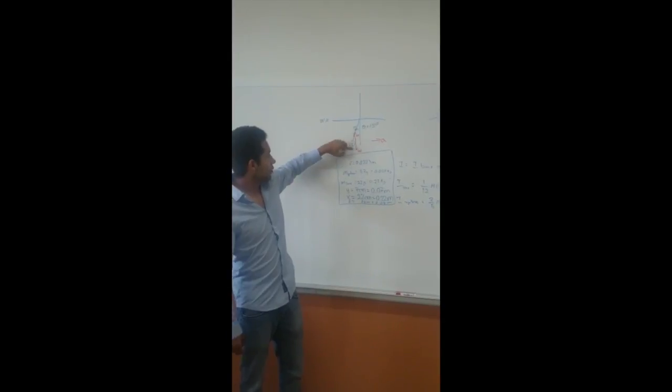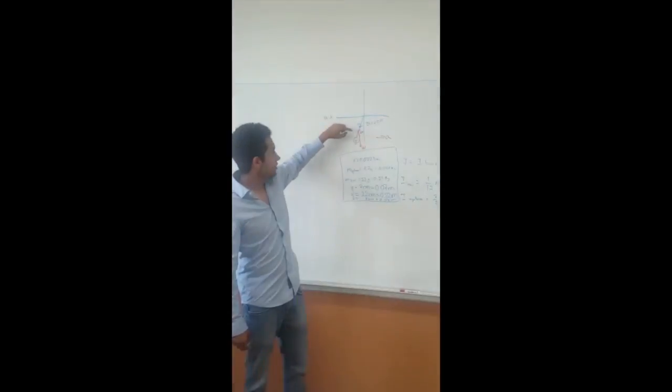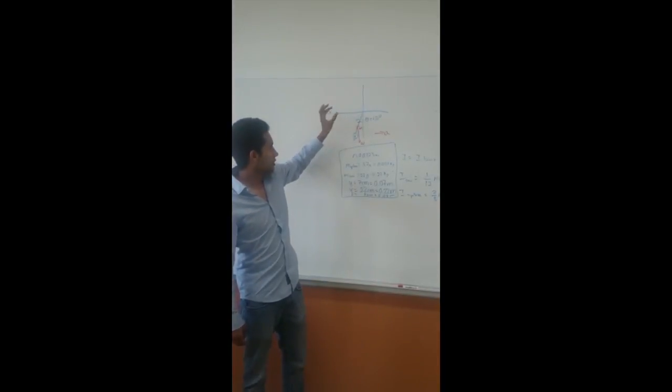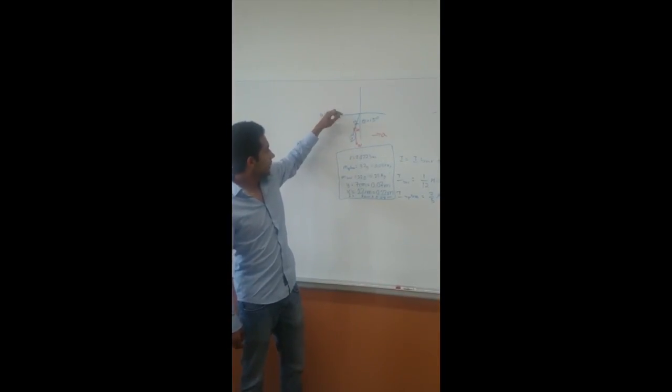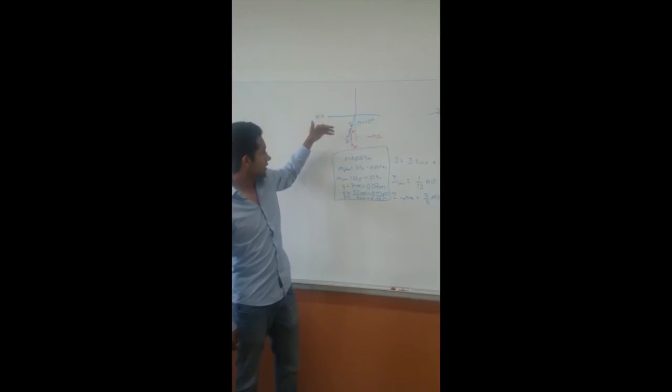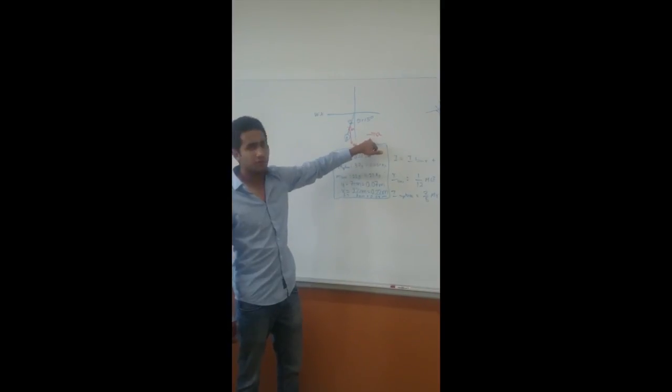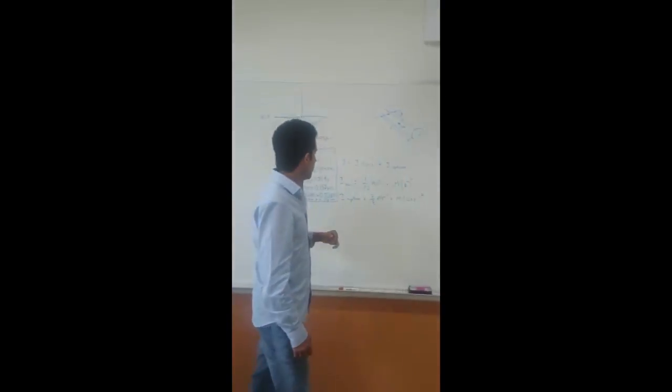In our free body diagram, we have the weight that is on the center of mass of both the sphere and the bar. The bar has a center of mass and the sphere has another center of mass. And we have the acceleration, but this is not a force.